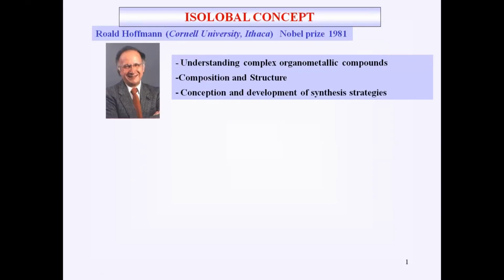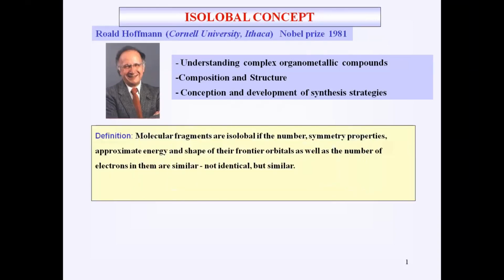This theory is useful in understanding complex organometallic compounds, their composition, structure, and the concepts and development of synthetic strategies. So three ways. Complicated structures have been identified, and you can use it for your own synthetic strategies, so both ways it will help you. What does it mean? What is the definition? The molecular fragments are isolobal if the number, symmetry properties, approximate energy, and shape of the frontier orbitals, as well as the number of electrons in them, are similar, not identical, but similar.